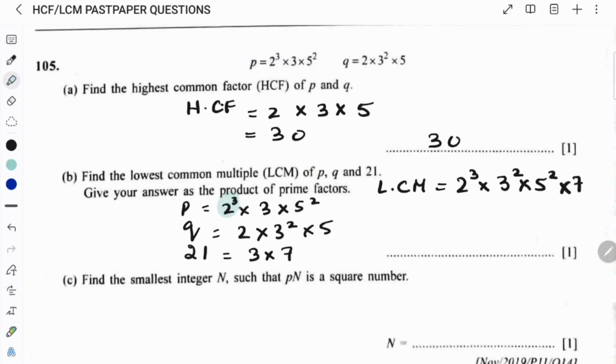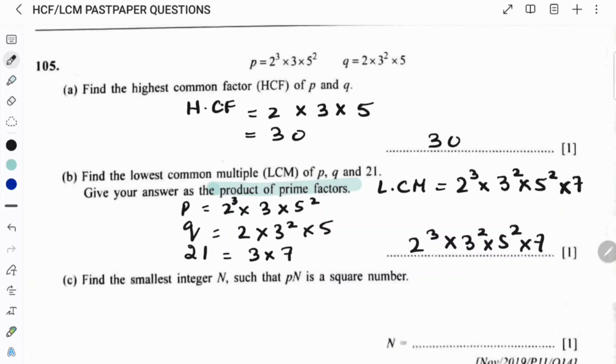Now look, 2 cube and 2, 2 cube is the higher power. 3 square and 3, 3 square is the higher power. 5 square and 5, 5 square is the higher power, and we can't leave 7 in LCM. We find the answer like this. All right. So this is 2 cube into 3 square into 5 square into 7. They didn't ask us to multiply. As the product of the prime factors, we just write down this answer as it is. So that is 2 cube into 3 square into 5 square into 7.